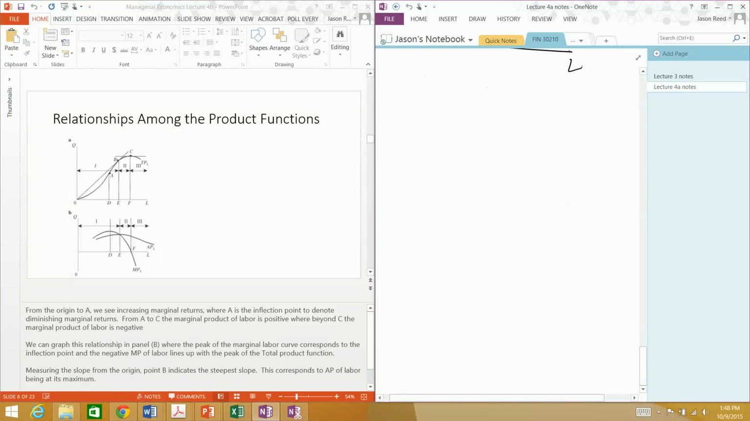So how could we construct this bottom panel from this top panel? For us, we can start with looking at a production function that has increasing returns, then diminishing marginal returns, and then negative marginal returns.